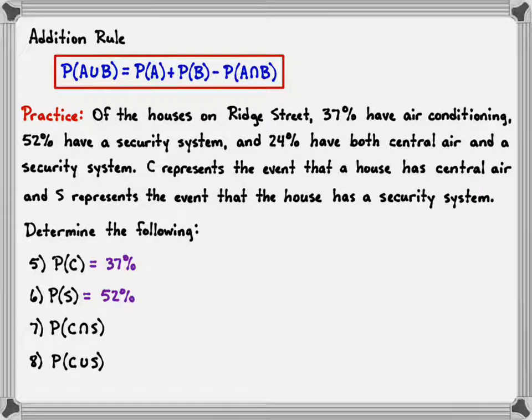What's the probability of C intersect S? In other words, what's the probability that a house has air conditioning and a security system? Well, right here, this means they have both, so that'd be 24%.